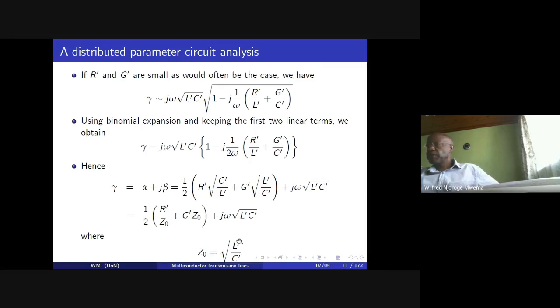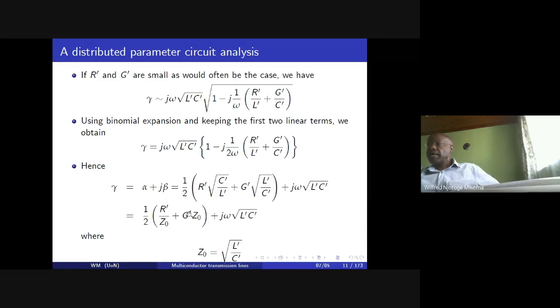And therefore, if we were to do that, we can always write this equation in this form, that is going to be a half of the resistance per unit length normalized to the characteristic impedance for the lossless case, plus the conductance per unit length normalized to the same impedance, plus j omega root L prime C prime.